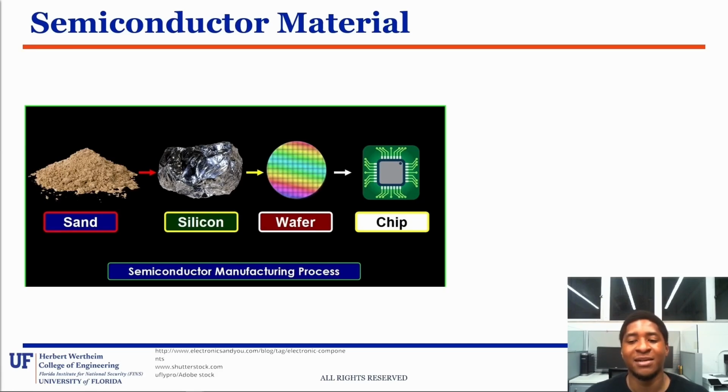Silicon is a metalloid distinguished by its atomic number of 14 and the chemical symbol Si. It's abundant just because sand is everywhere, it has a stable crystalline structure, and is well suited for many semiconductor applications.